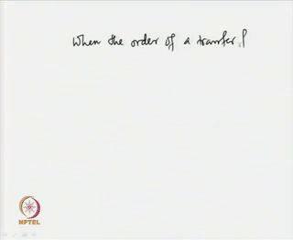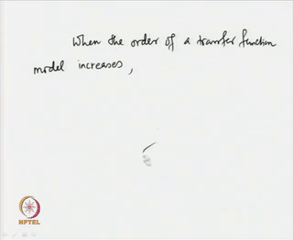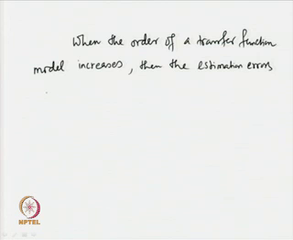What I mean by that, when the order of a transfer function model increases, then the estimation errors decrease. When the order of a transfer function model increases, then the estimation errors decrease.